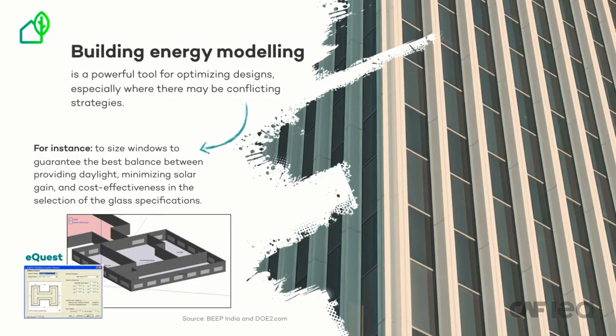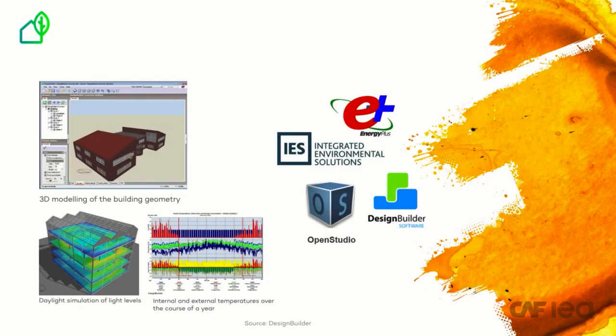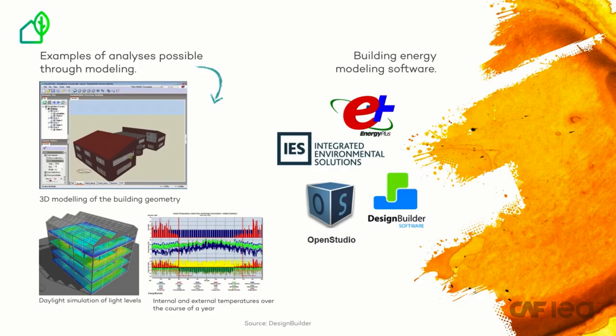At the early stage of the building design, it is possible to rely on simplified models, such as eQuest. Here are a few examples of the types of analyses and visual representations that modeling can provide, as well as types of frequently used software such as EnergyPlus, Integrated Environmental Solutions (IES), OpenStudio, and DesignBuilder.